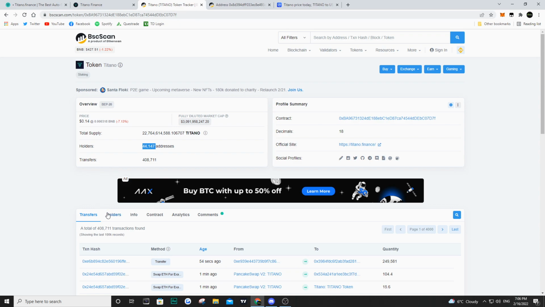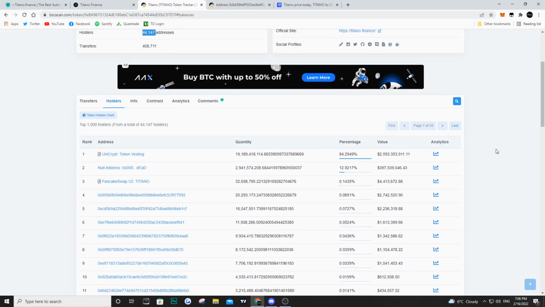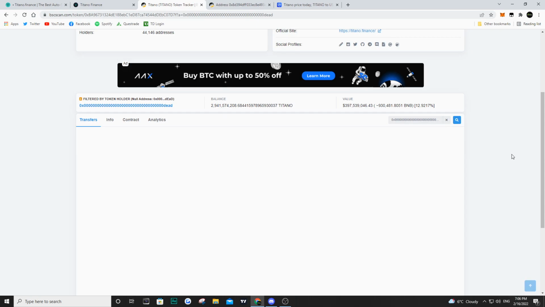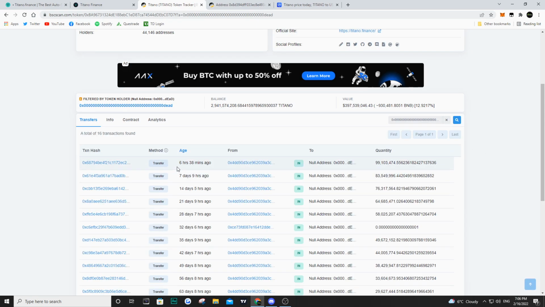I can't even believe that 44,000 people now hold this. And if we take a look at the holders tab, we can see that they continue with their weekly burns. They did another weekly burn today, and we can see that the burn address is gaining in percentage of the total supply of Titano tokens, which is good because as they get burnt, we can't ever see those tokens again. There's about 84% of the total supply still in the Unicrypt token vesting, and about 12.9% in that dead address. If we look at the transaction today, which was 6 hours and 38 minutes ago, we see 99 million Titano tokens just gone, disappeared forever. That is awesome stuff from the team.